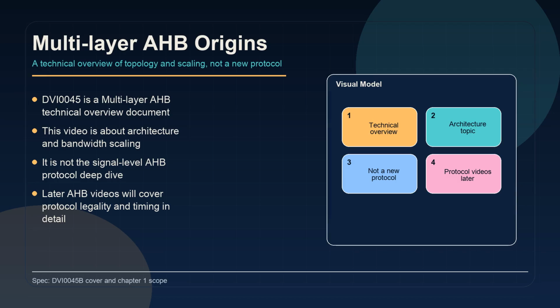This video has a scope guardrail. DVI0045 is a technical overview, not a full normative bus protocol specification. So this video explains why multi-layer AHB exists and how the topology is organized. It does not replace the later AHB protocol videos that go signal by signal.